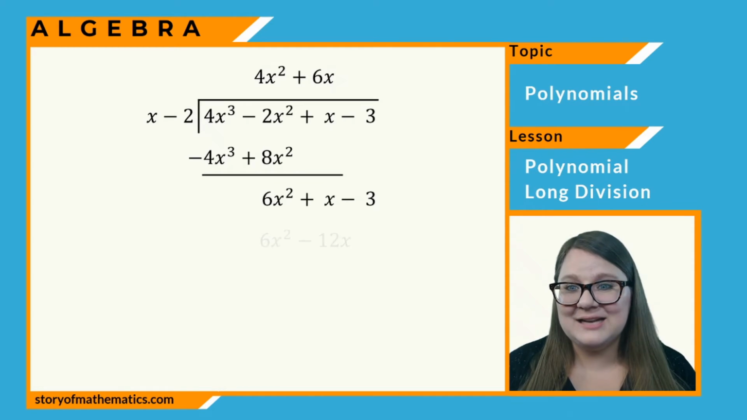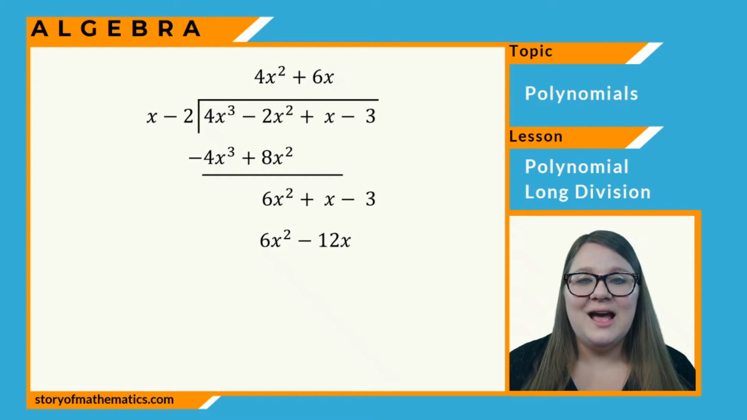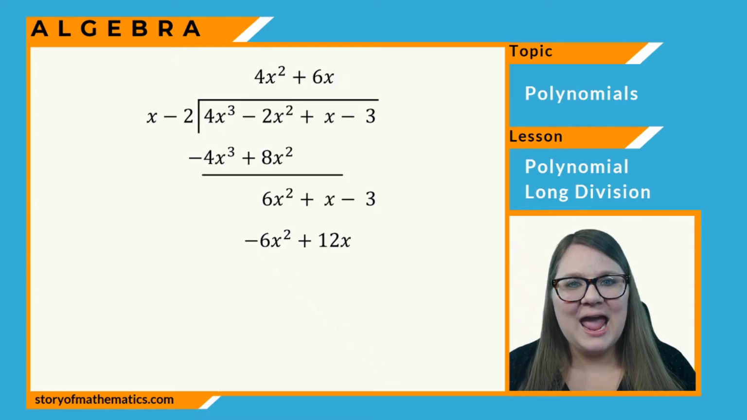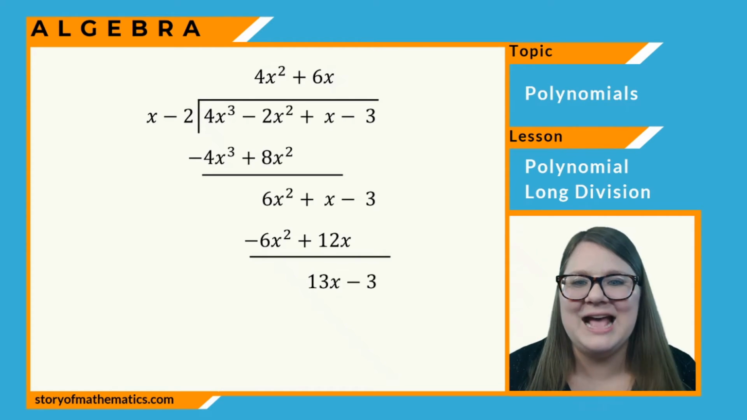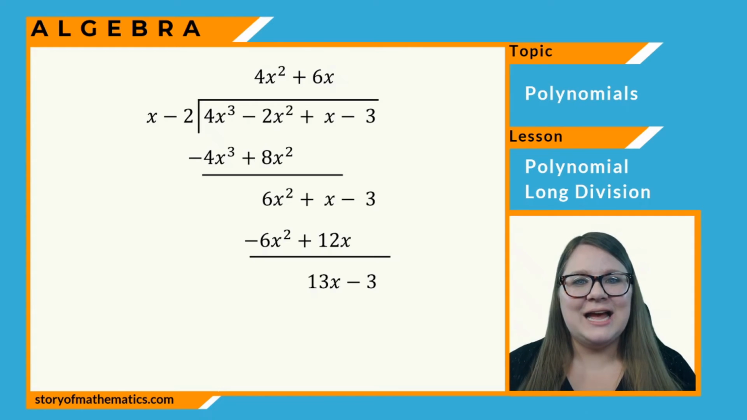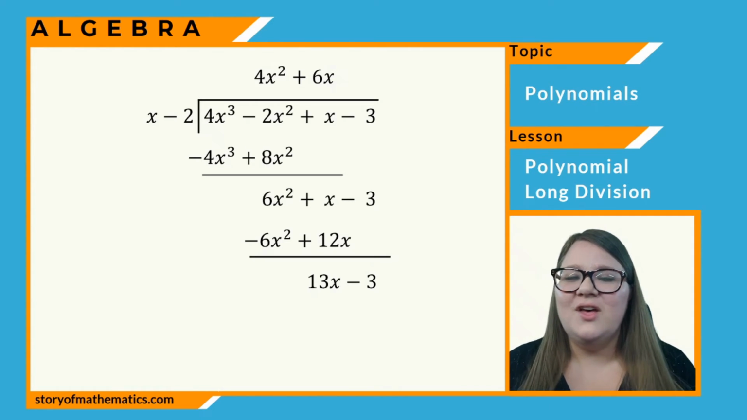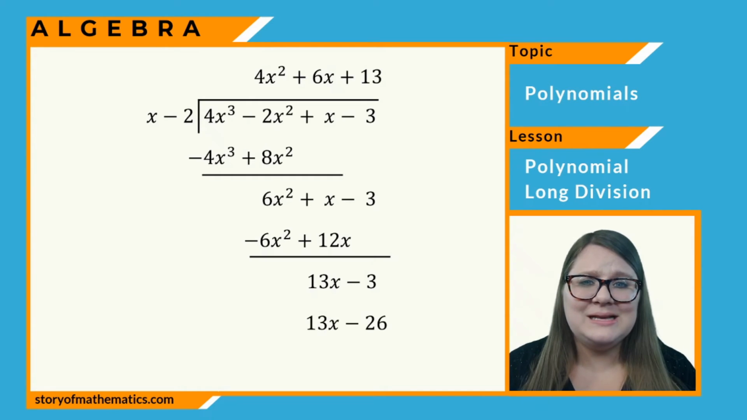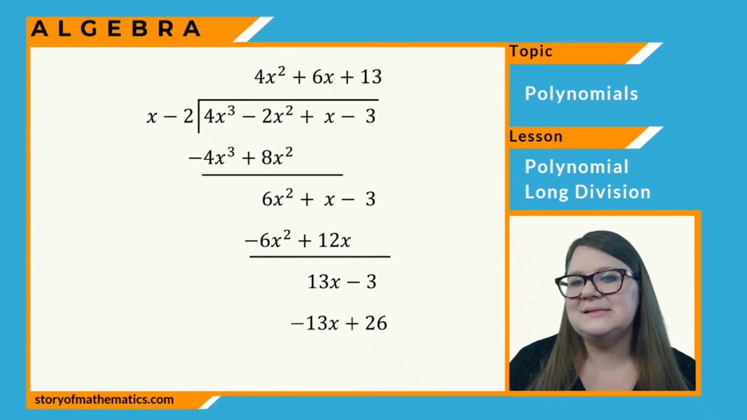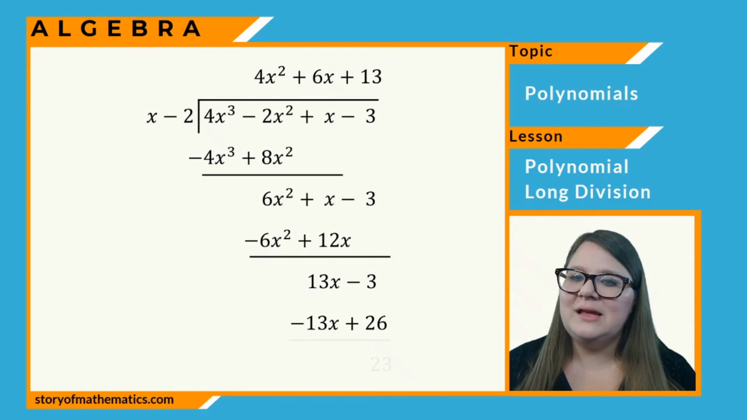I distribute that to the x minus 2, and that gives me 6x squared minus 12x. I swap my signs, and I add down again, and I get 13x minus 3. And I can do this process one more time. 13x divided by x is plus 13. I distribute that, I get 13x minus 26. I swap my signs and add down, and I get 23.